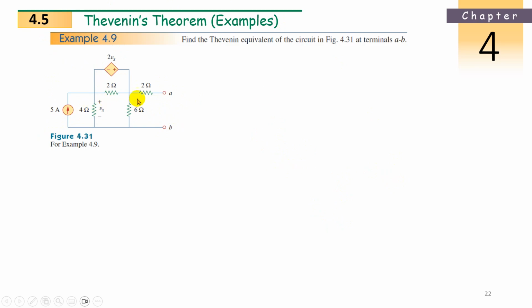So what do we have to do for RThevenin first? We just have to switch off the source voltages or source currents. What is switching off? We have to open circuit this current source. Then this one is dependent, so a dependent source we should not touch. Okay. Now we have to find the equivalent resistance here.